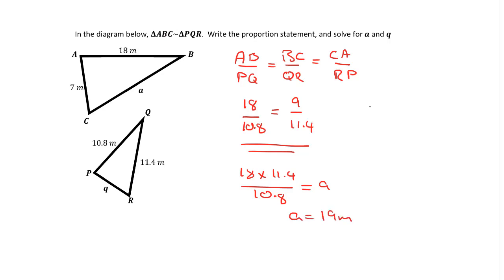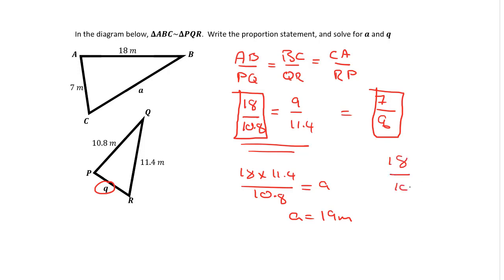Now let's take a look at what we know about side CA. We can see that CA is 7 meters and RP is one of the values we're looking for, Q. So we're going to use the relationship where we know both the corresponding sides along with the relationship where our unknown is. So let's write that. We get 18 over 10.8 is going to equal 7 over Q.